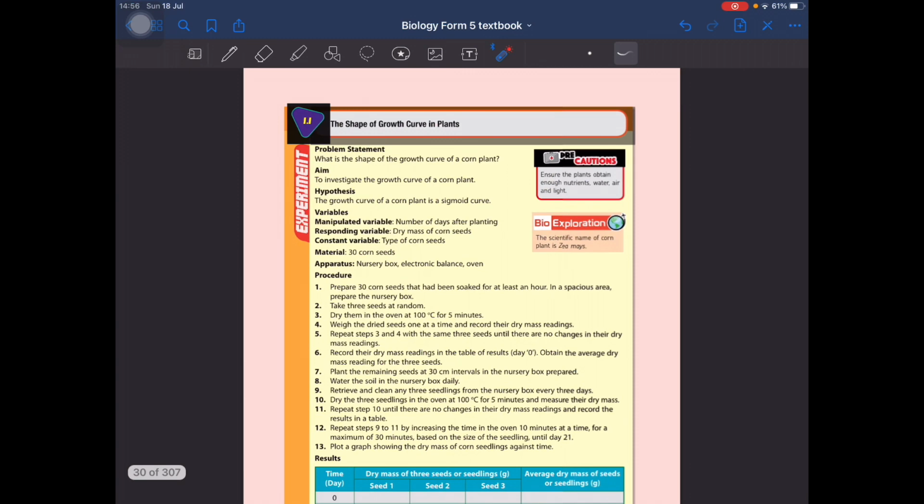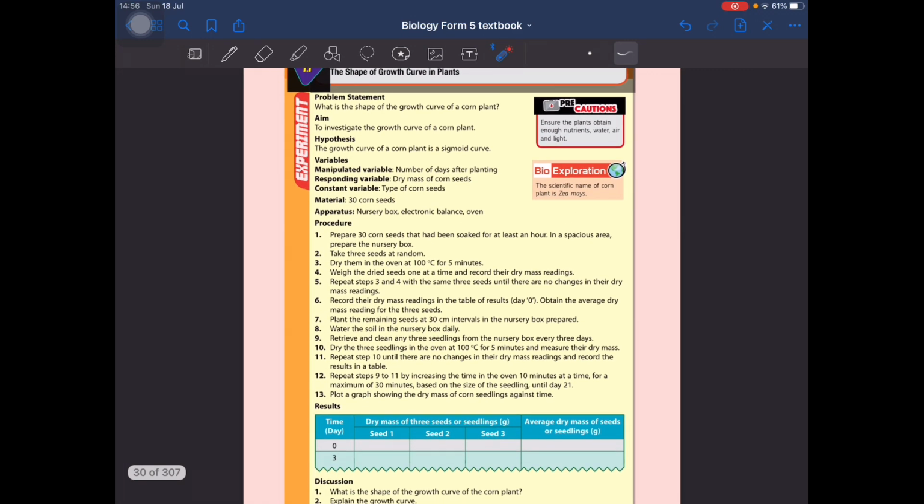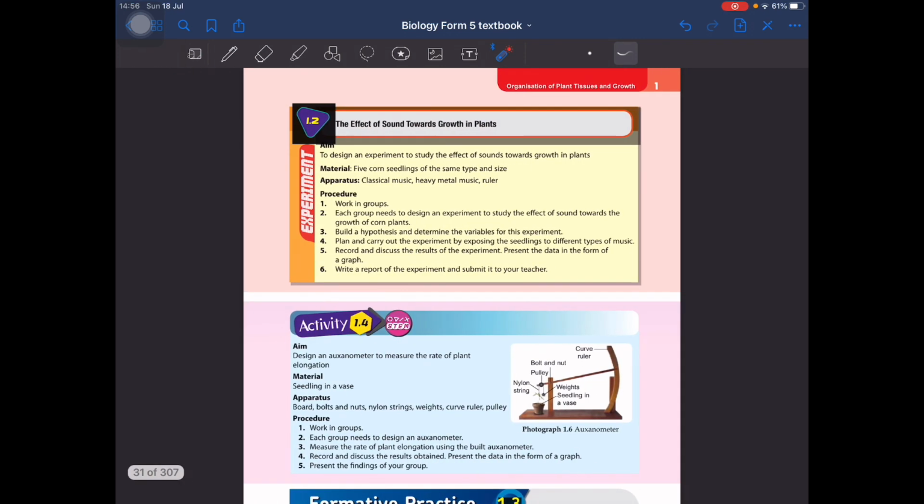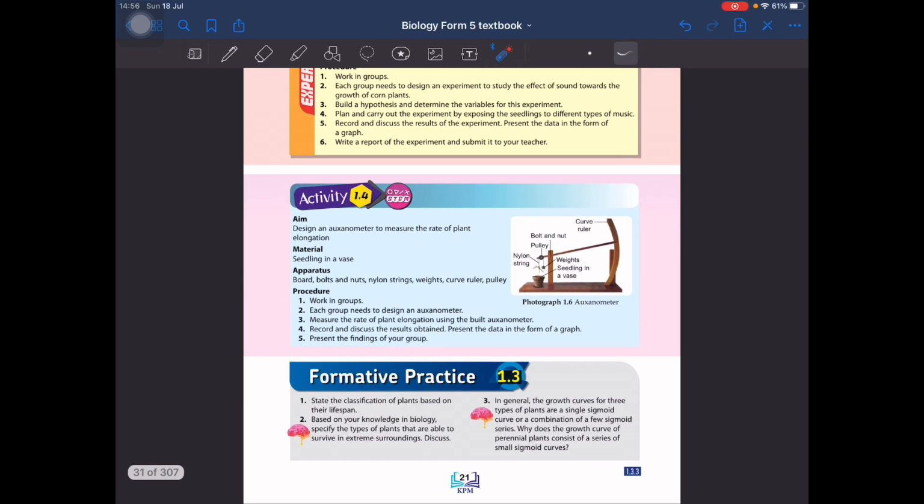Okay, and we have, I guess, the experiment that you could have done, I'm not sure, to further understand the plotting of a growth curve. Sorry. And then lastly, you complete with a formative practice just to revise and retest your understanding of the subtopic, plant growth curves.